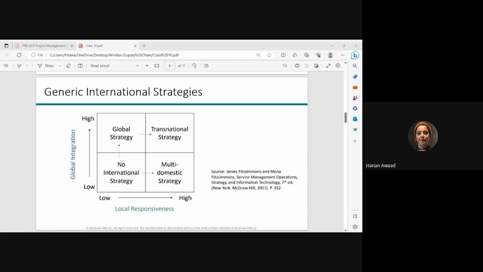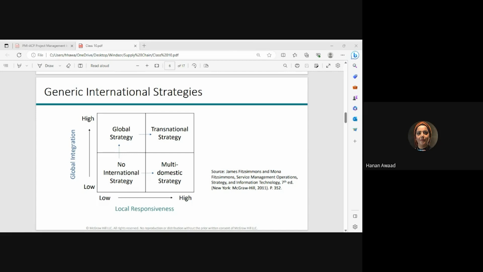Same product, different components. They import everything from outside, they manufacture it, but the same product, same strategy everywhere. So is it global? Do they respond to local requirements? No, they have a fixed product. So it's a global standardized strategy.